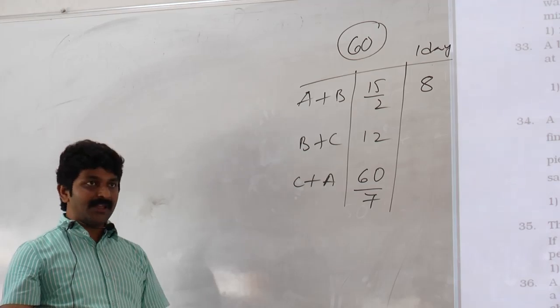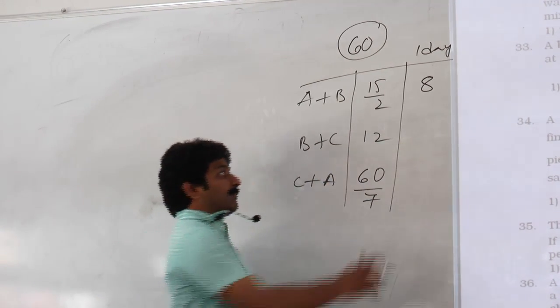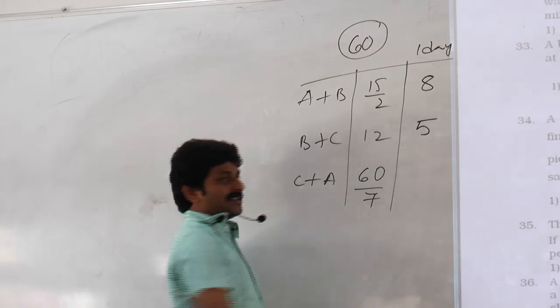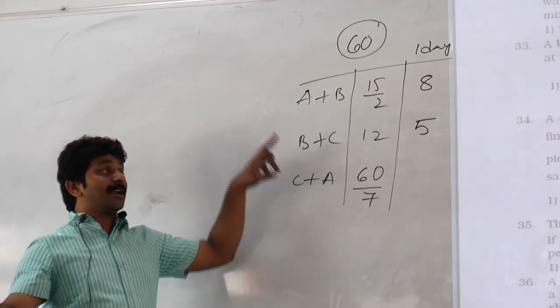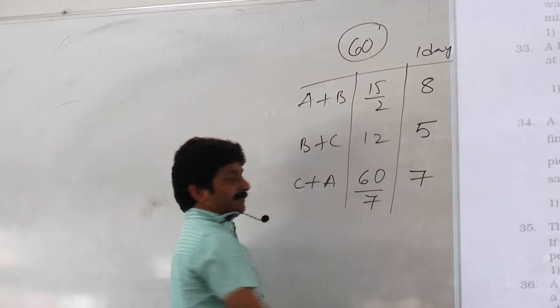120 by 15, which is 8. B and C can do it in 12 days. Per day they can complete 5 units. C and A can complete 60 units in 60 by 7 days. Per day they can complete 7.